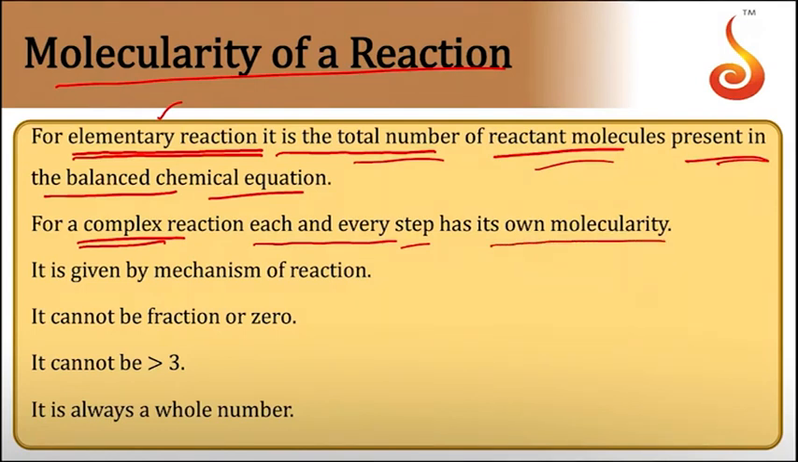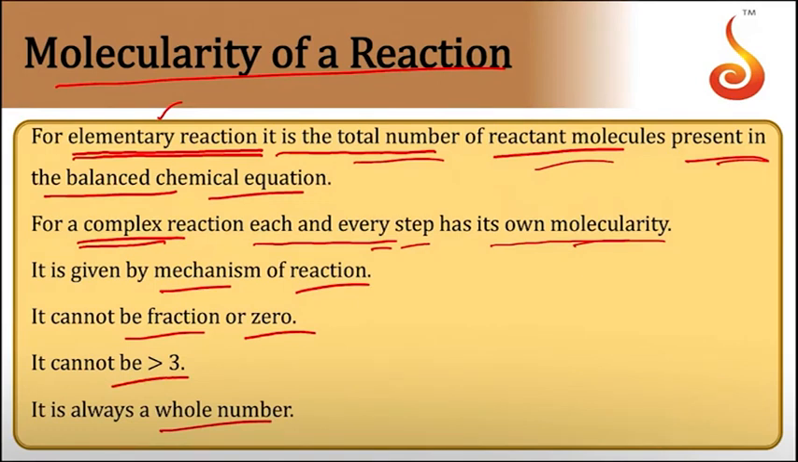In the case of a complex reaction, there are multiple steps. So each and every step has its own molecularity in the case of a complex reaction, and it is given by the mechanism of the reaction. Molecularity comes from the mechanism of the reaction, and molecularity cannot be a fraction or zero, and it is always a whole number. Cannot be a fraction or zero, and the value cannot be more than 3.